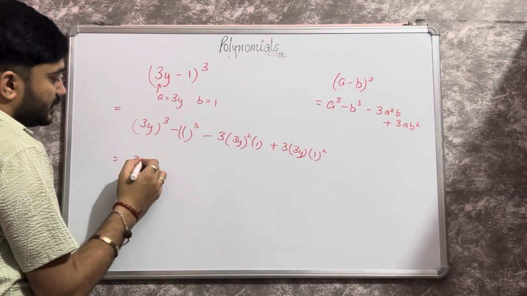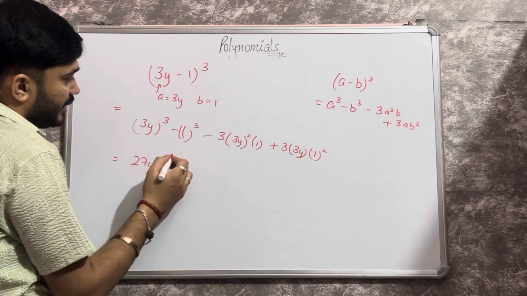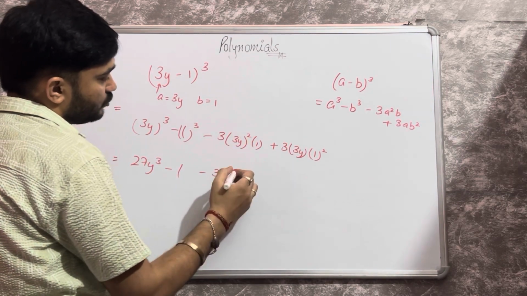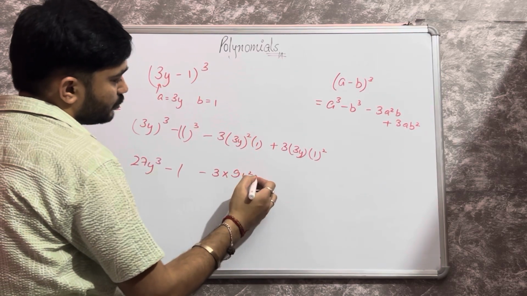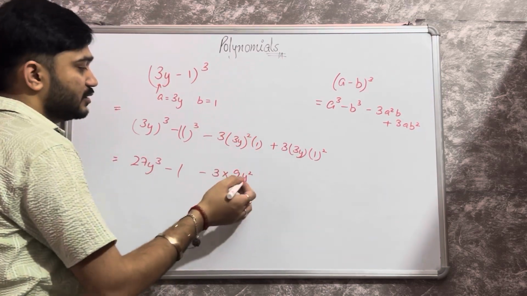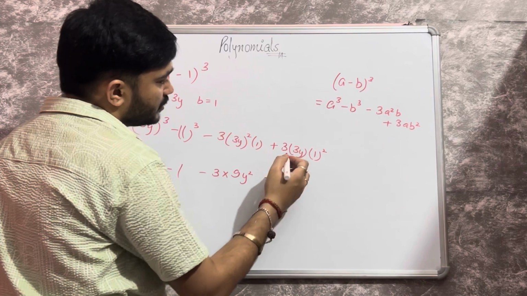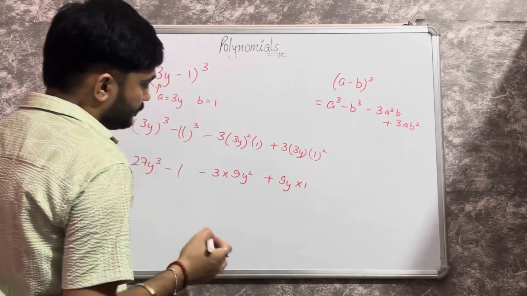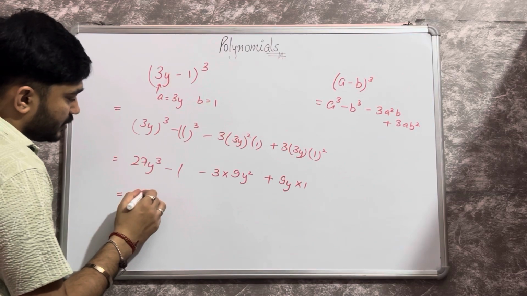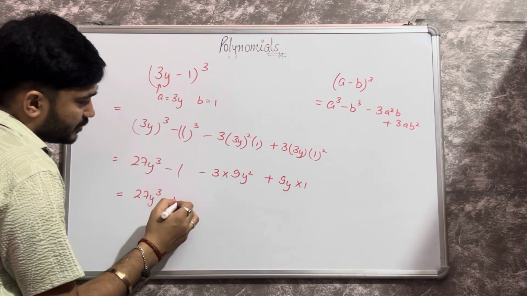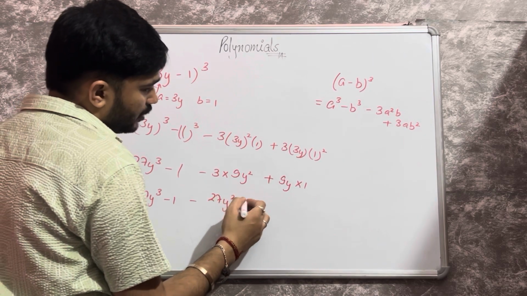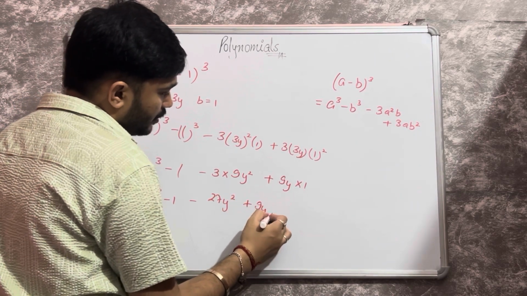3³ is 27, so 27y³. 1³ is 1. Minus 3 into 3² which is 9, and y², into 1, so 9y². Plus 3 into 3 is 9y, and 1² is 1. The answer will be 27y³ − 1 − 27y² + 9y. Any doubt?